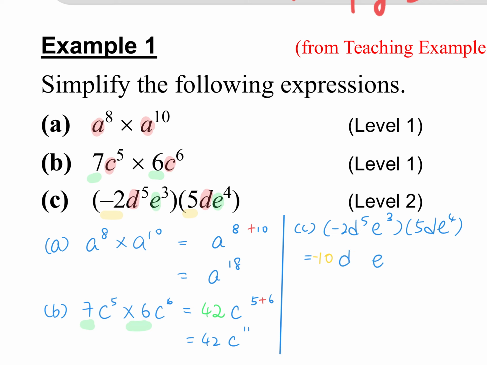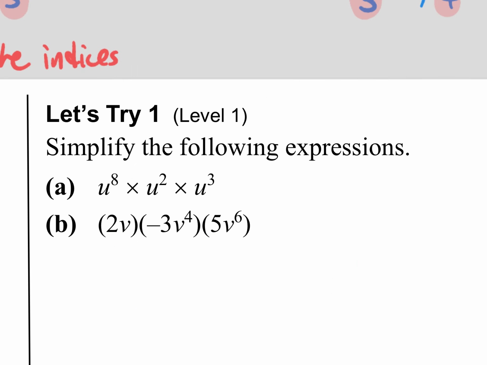And for base D, we will have to add the indices, which is 5 plus, when it is without any index, it means the power 1. So we add 1. And for E, it is 3 plus 4. At the end, the answer will be -10 d to the power 6 and e to the power 7. Let's try one by yourself.